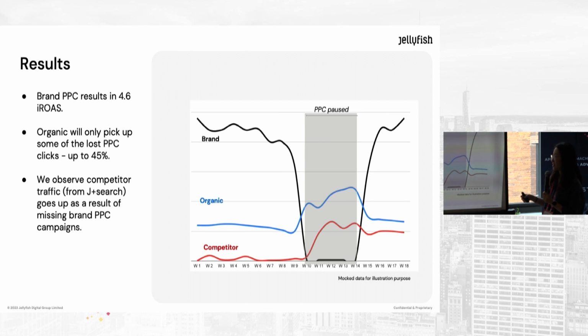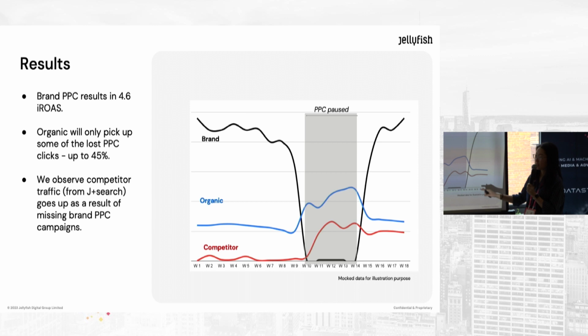The last thing is that we're using the competitor tracker from a Jellyfish proprietary tag called J+ Search. That would be able to track all the keywords from our competitor brands and platform. And we're also noticing the uptick trends during the go dark period.